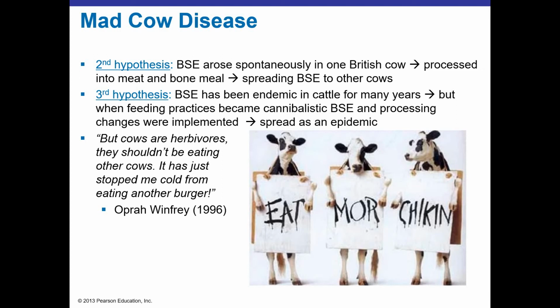The second hypothesis is maybe this just arose in one British cow, and that poor cow got processed into meat and bone meal and spread it to other cows. However, we don't really think that's probably the case of what happened. A third hypothesis is that it's just been endemic in cattle for many years, but it wasn't until the change in the processing of their meat and bone meal that it ended up spreading epidemically. Most people pretty much support the first hypothesis, and it is typical that as things jump species, as this maybe went from the sheep form to the cow form, that it did become a more virulent form. Even though a prion is not a virus, it may be acquiring similar capabilities as it jumps species.